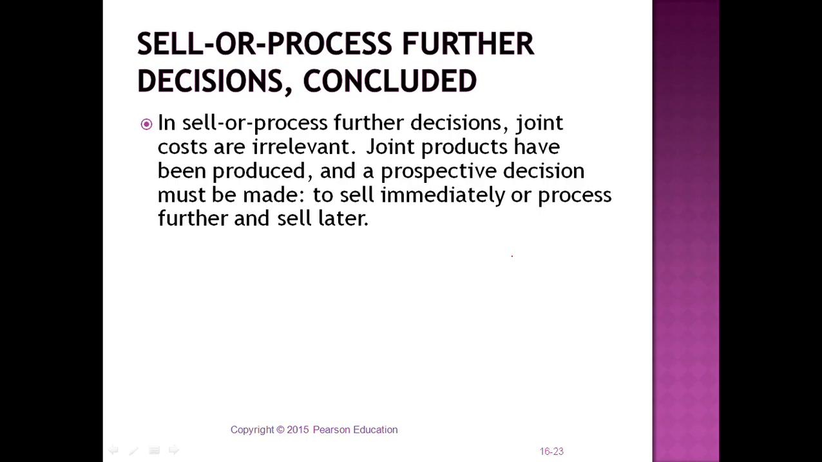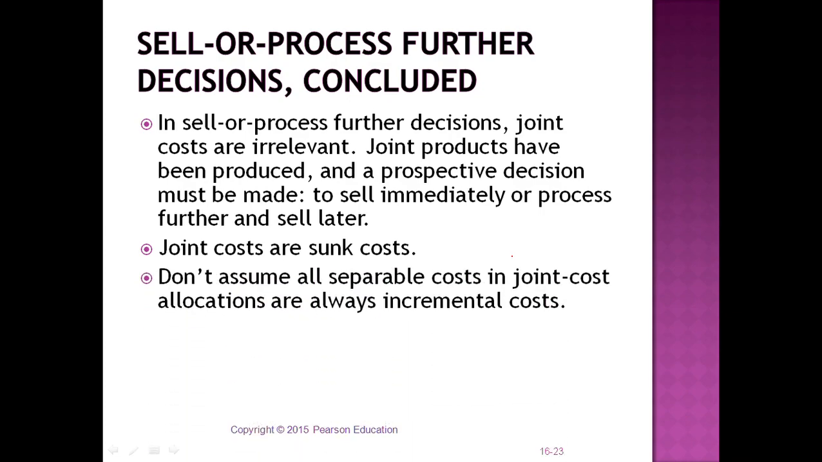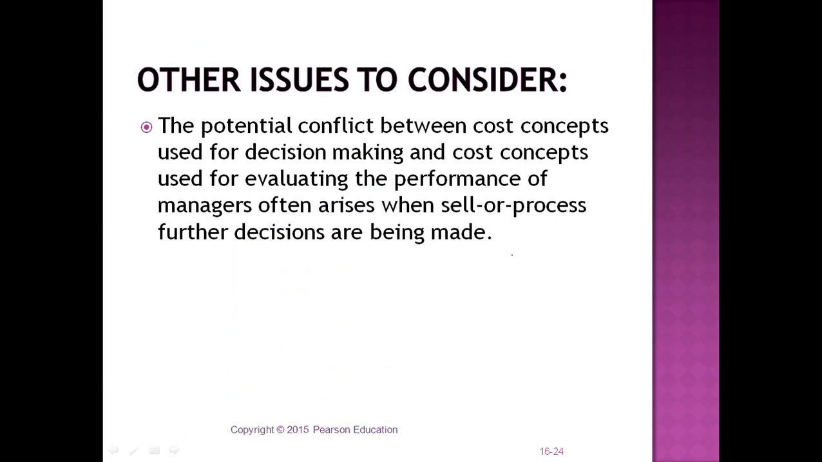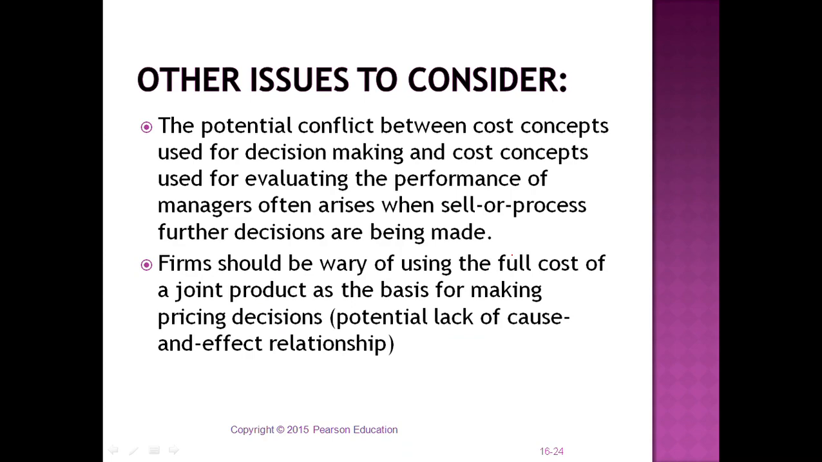So some companies decide that it doesn't matter whether we allocate the joint cost or not. Joint cost can also be called a sunk cost because it has already been spent. And sometimes you shouldn't assume that all separable cost is incremental, because sometimes separable costs can also be fixed. If separable costs are fixed, then again they also become a sunk cost, but you need to evaluate them individually. Okay, now there are some other issues which we can discuss here.